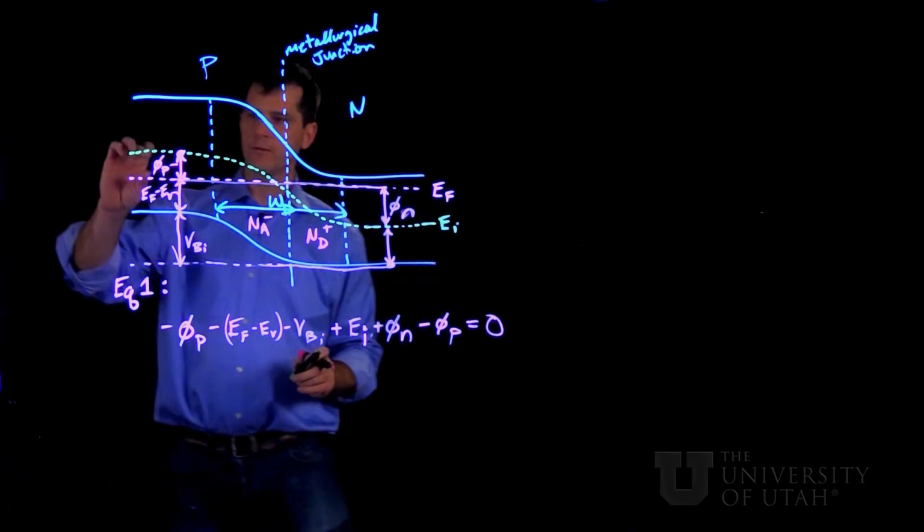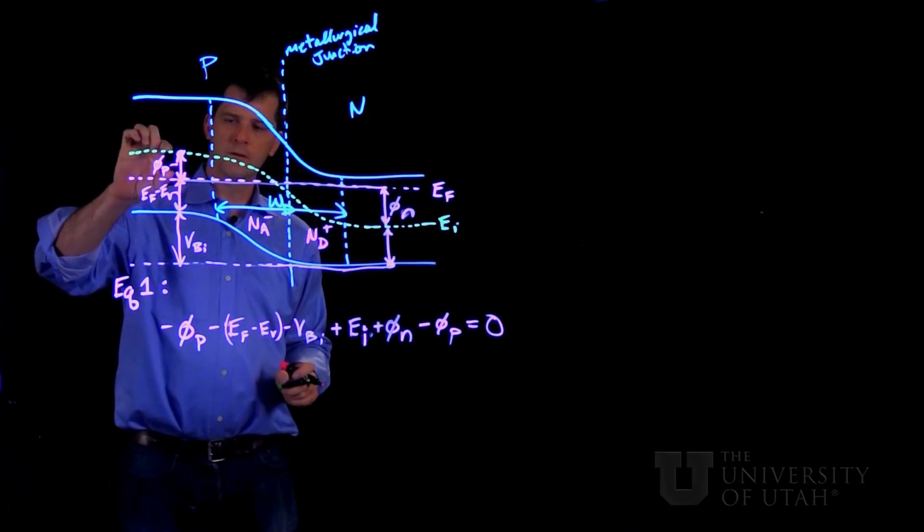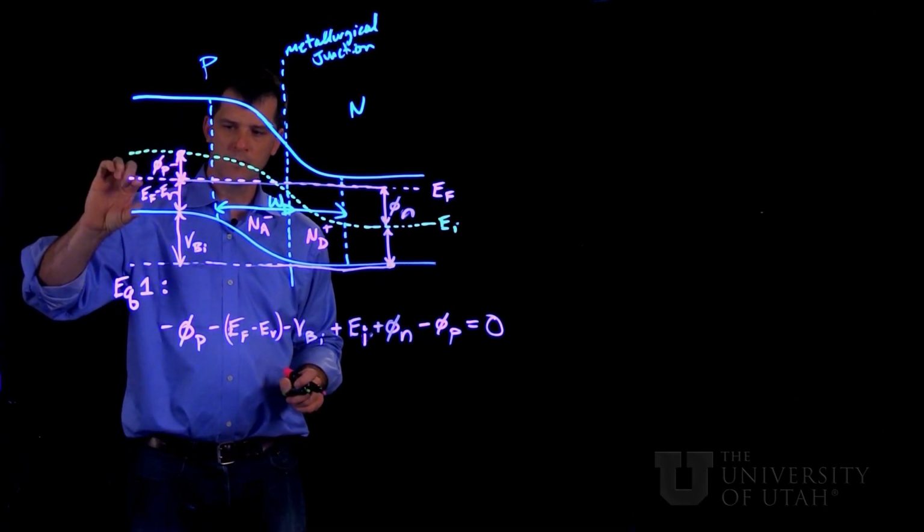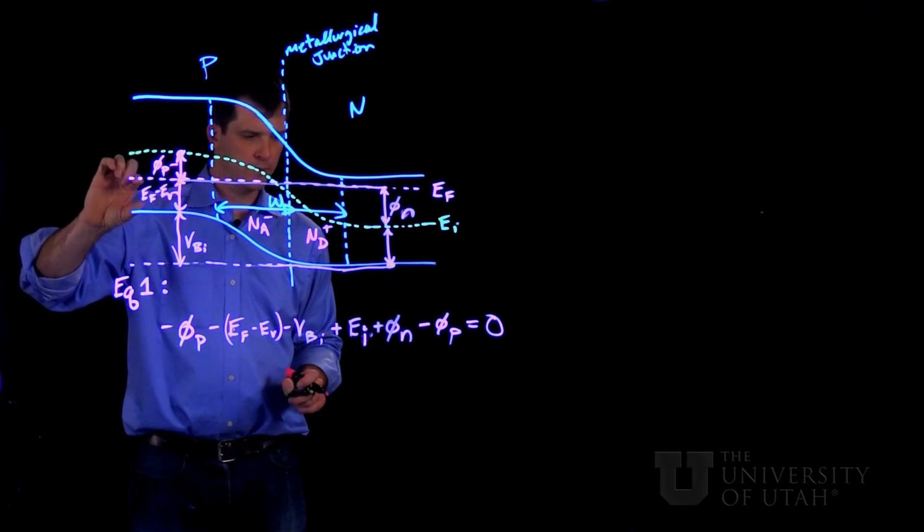Now I did a little bit of duplication here to make sure that I highlighted where phi p is and where the Fermi level is with respect to the valence band edge.